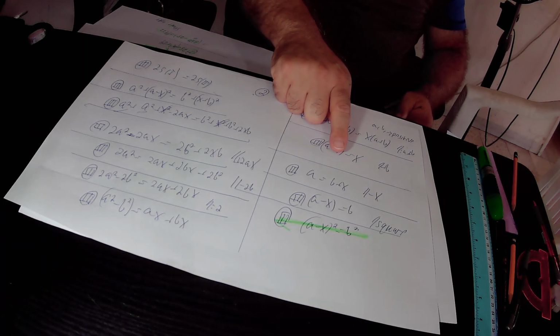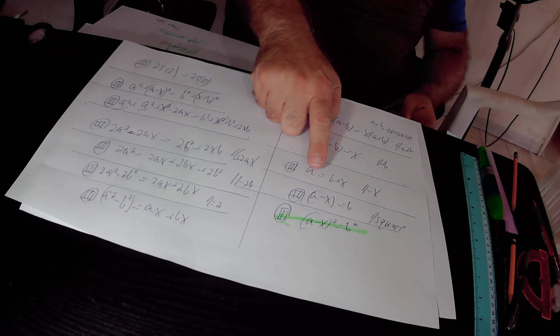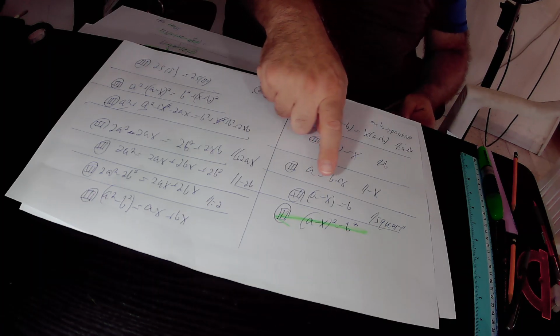In the next step we subtract x from this equation, and we found out that a minus x equals b. If a minus x equals b, and we square this equation, we get that a minus x squared equals b squared.